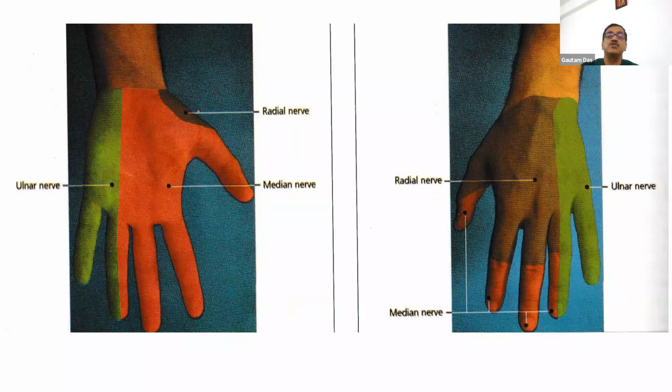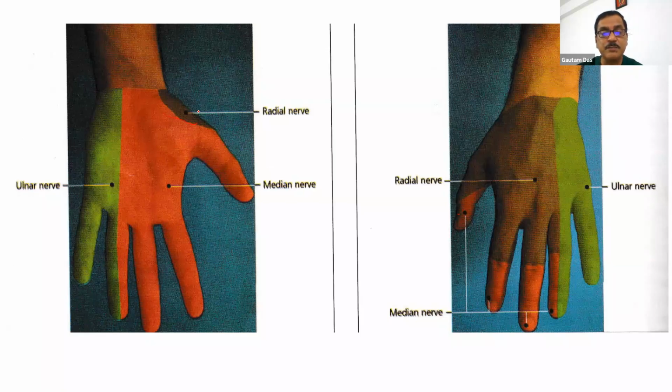Radial nerve means this is the superficial radial nerve, not the deep one. But the deep one, in the form of the posterior interosseous nerve, still comes up to the wrist. That nerve can also be seen just below the fourth compartment. So we'll be trying to search for the terminal branch of the posterior interosseous nerve in the fourth compartment as well. So these are the nerves.